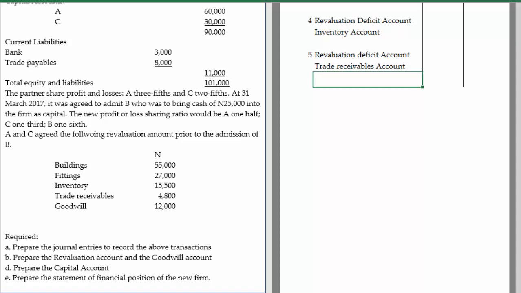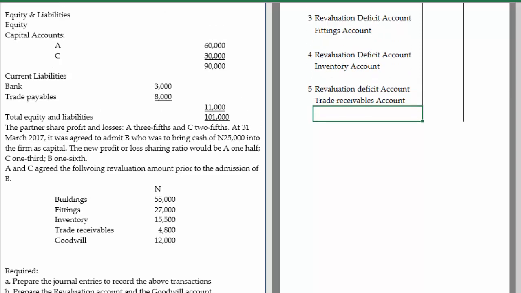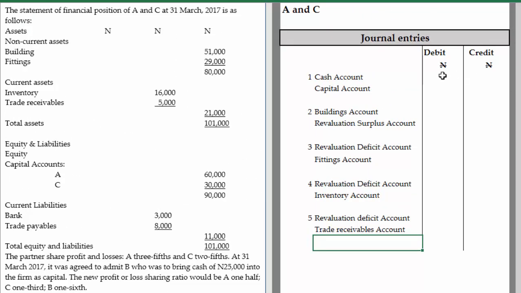Now, let's go to the first transaction, which is the capital introduced by the new partner, B. For the capital introduced, we will debit the cash or bank account in the journal with 25,000, and we will credit the capital account of B with 25,000. That's the double entry for that. Now let's go straight to the revaluation.